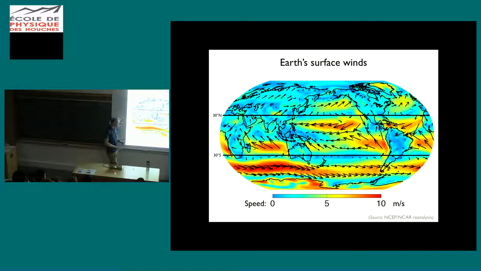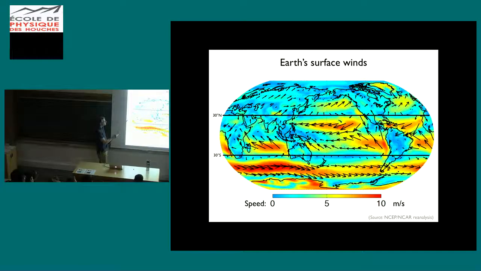It's the roaring 40s, the fearsome 50s, the 40 degrees, 50 degrees latitude, where you have the strongest mean surface winds year-round on Earth. By and large, you have westerly winds from the west to the east in mid-latitudes, in particular over oceans here, and very clearly visible in the Southern Ocean.